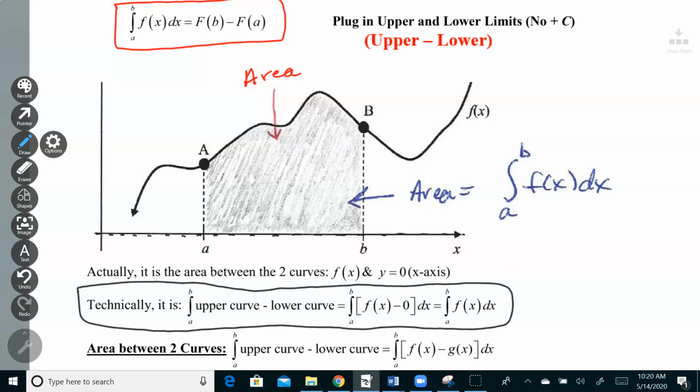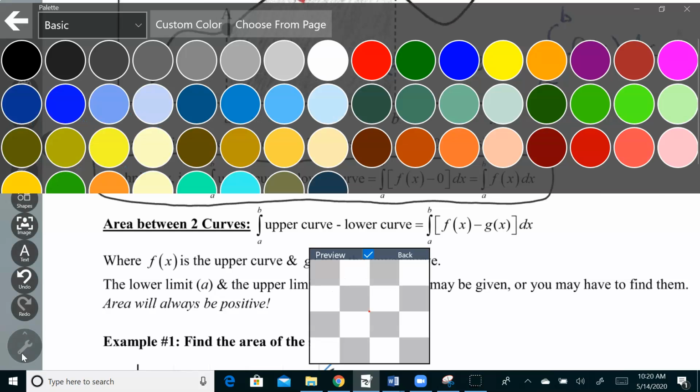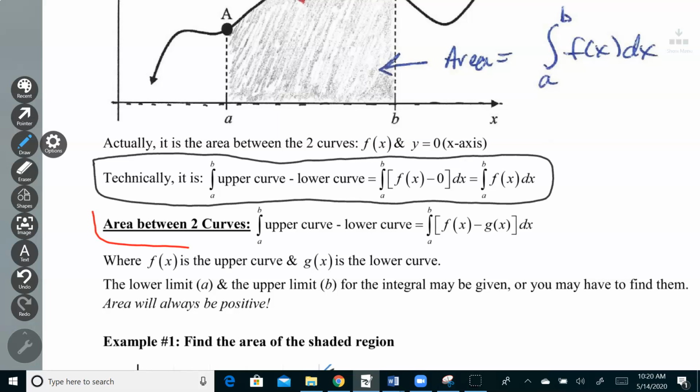So what we're going to do now is we're going to look at really two distinct curves, a line, a parabola, or some other things. And what we're going to do is this, change to red, that the area between two curves between points x equals a and x equals b is always the upper curve minus the lower curve, and where maybe f is the upper curve and g is the lower curve between the limits a and b. Area will always be positive because we're always doing the upper minus the lower. It does matter the way you do things.